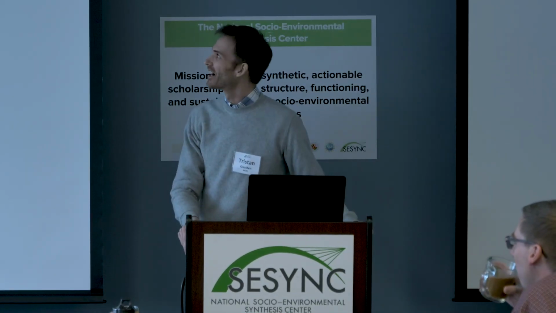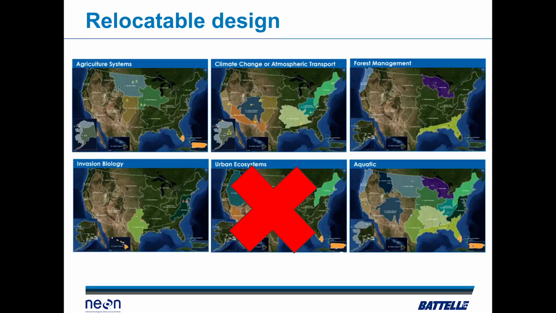Yes? So how do the relocatable cores work? Do they move around? Great question to lead into the next slide. The relocatables were designed for specific science questions of interest. You can see some of those different questions listed in the different panels here. At the top left, you can see agricultural design. And so there are relocatable sites located in those domains that are specific to agricultural sites, same as forest management, or the aquatic sites, invasive biology.